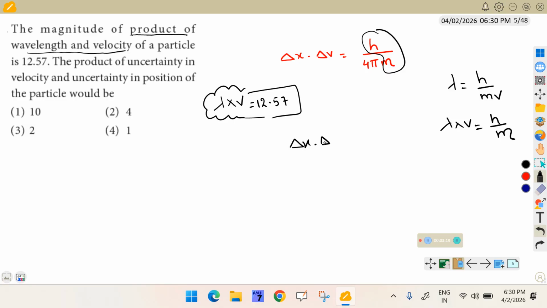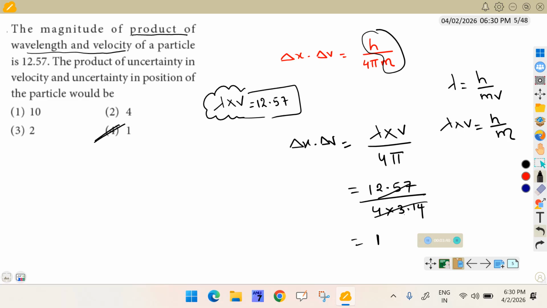So delta x into delta v is equal to lambda into v by 4 pi. Lambda into v value 12.57 divided by 4 into pi value 3.14. 4 threes are 12, so nearly 1. Fourth option is correct.